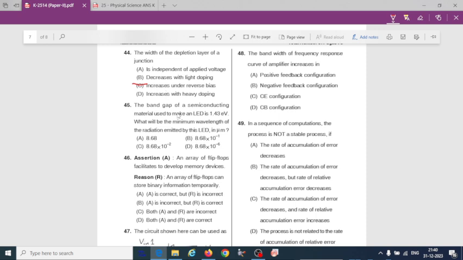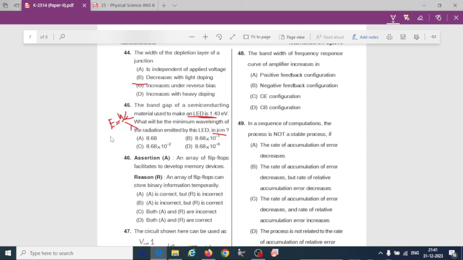The band gap of semiconducting material used to make an LED is 1.43 electron volt. What will be the minimum wavelength of the radiation emitted by the LED in micrometer? As we know, the relation between energy and wavelength is given by E is equal to h nu. Nu is frequency. So E is equal to h into c by lambda. This is the formula to calculate band gap or wavelength.